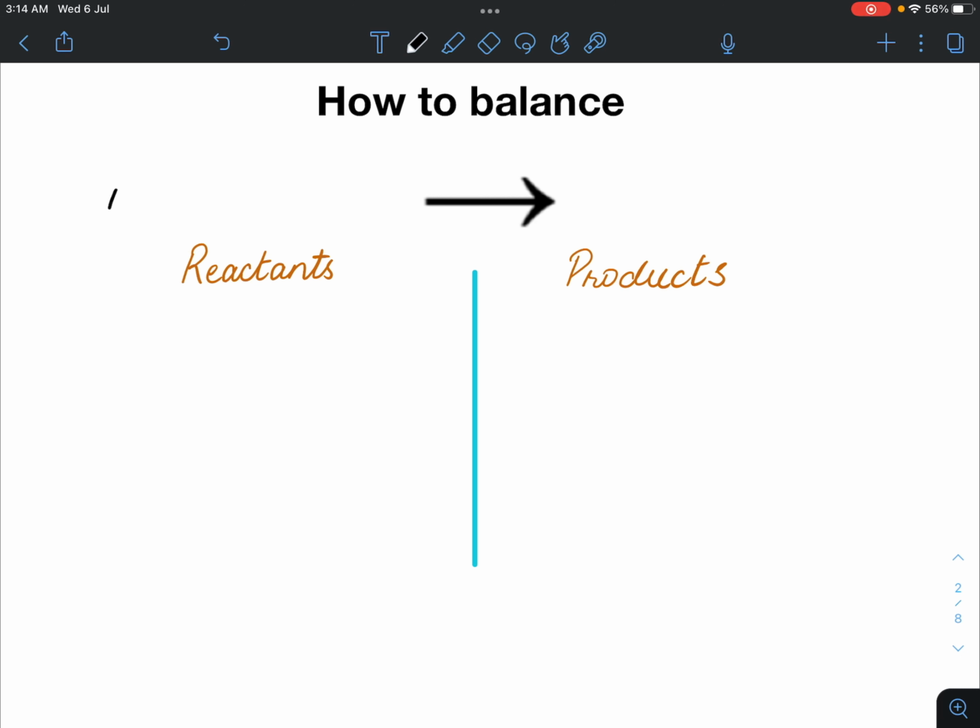When barium chloride reacts with aluminum sulfate, it gives barium sulfate and aluminum chloride.